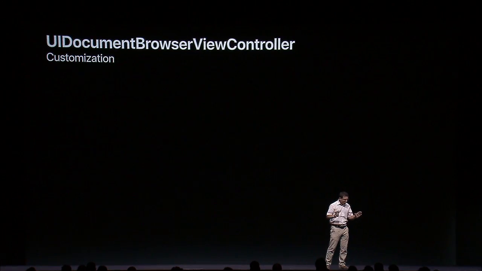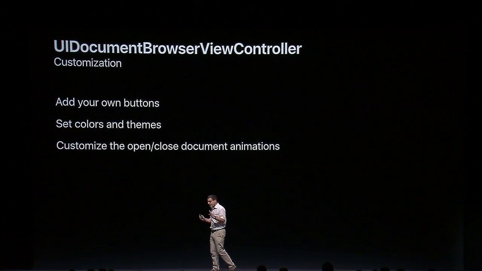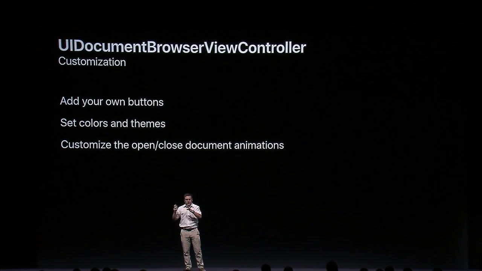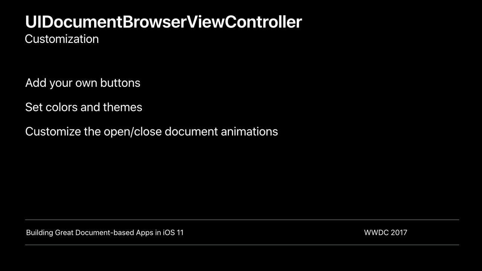Once you have a document browser view controller, you can customize it. You can add your own buttons to the bars and menus, and you can set your own colors and themes to match your app's look. You can also customize the open and close document animations so that you get a nice zooming transition from your document thumbnail to your own document edition UI. To learn all about this, please watch last year's session where we have covered this in detail. And as Brandon mentioned, we have made the sample app that we built during the session last year available as sample code today.